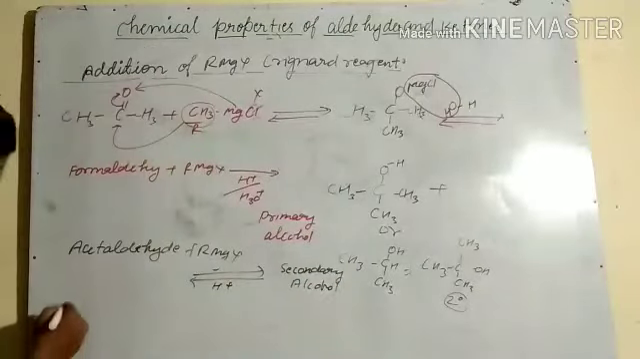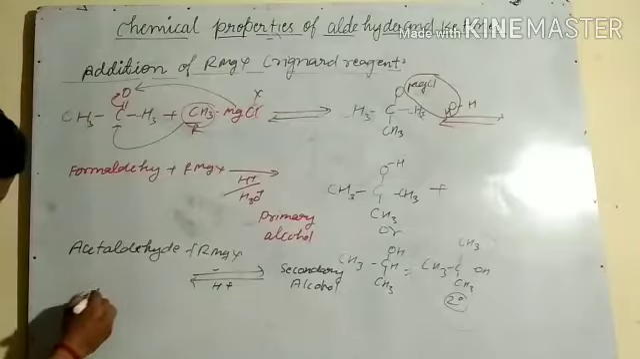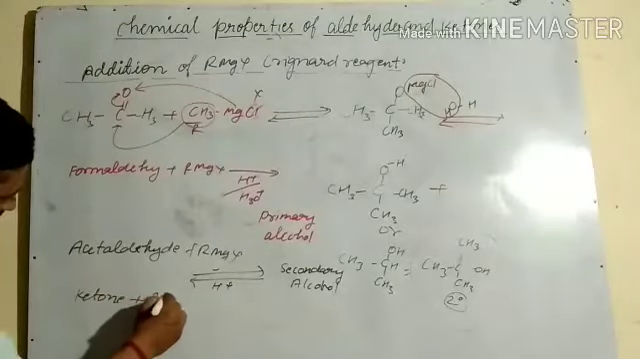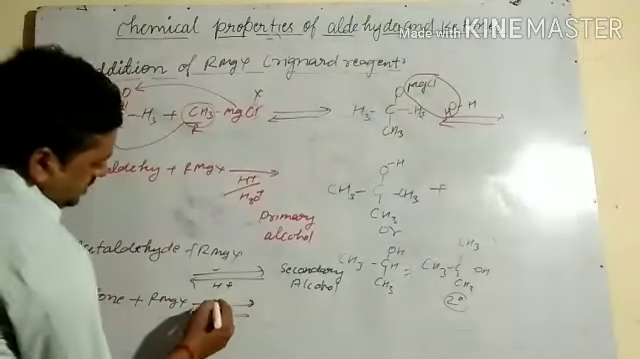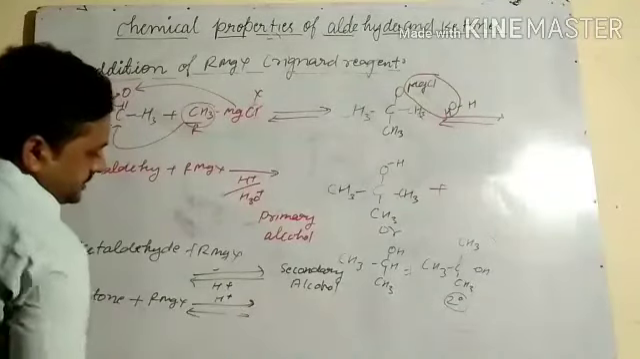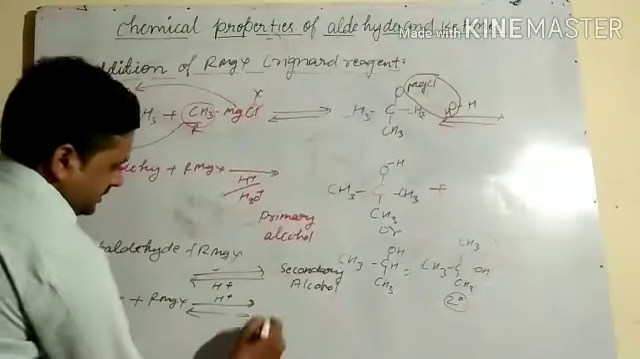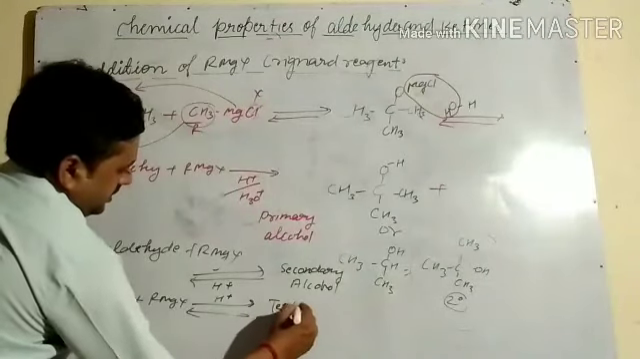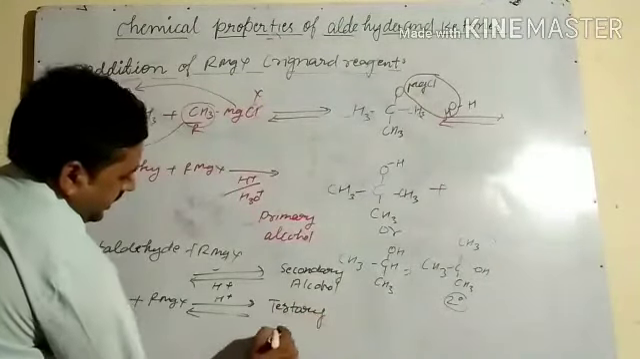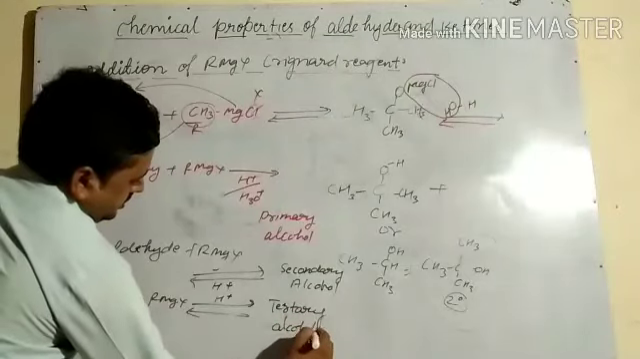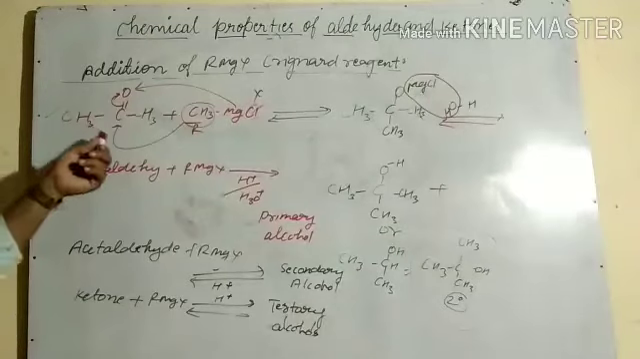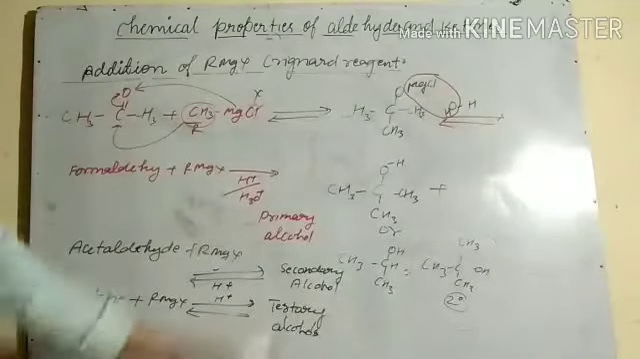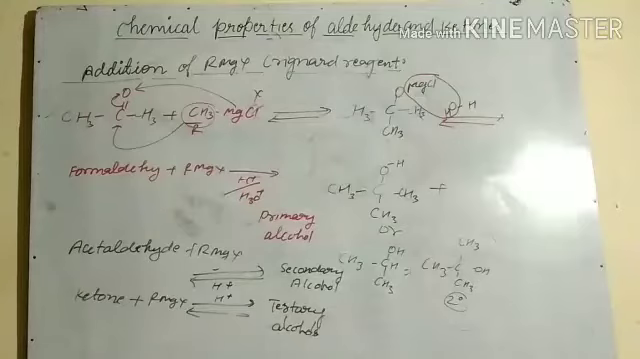And if we have taken a ketone plus RMgX, like this it can be shown, followed by hydrolysis, it forms a tertiary alcohol. This reaction we have already discussed in the properties of aldehyde and ketone. It is the same reaction used in the preparation of alcohols: primary, secondary and tertiary alcohols.